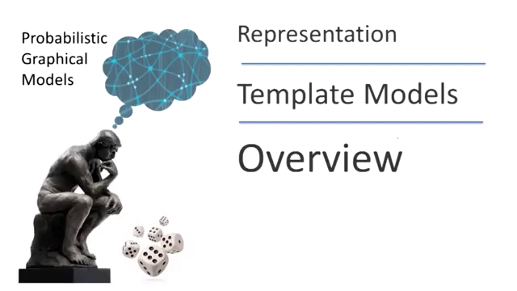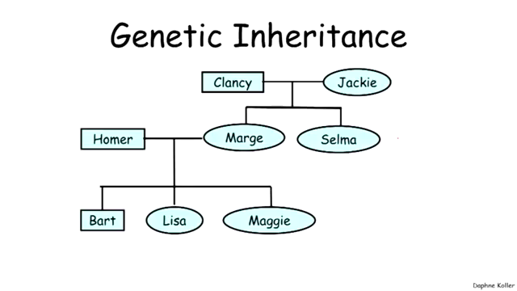So to understand what that means in a somewhat more concrete setting, let's go back to the example of genetic inheritance that we've discussed previously. It's arguably the earliest example of Bayesian network reasoning, even before Bayesian networks were invented. And here we have as input a pedigree, which is a family tree. And we're interested in reasoning about a particular trait.